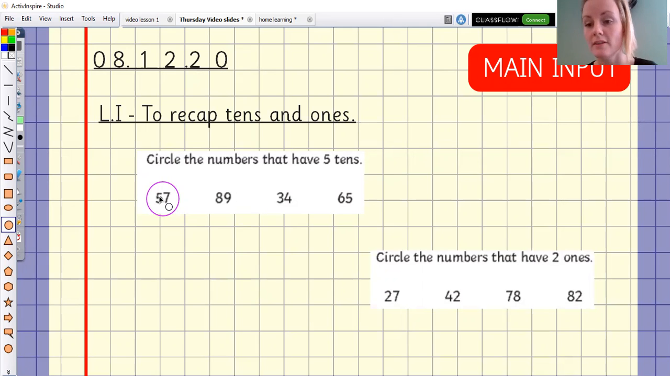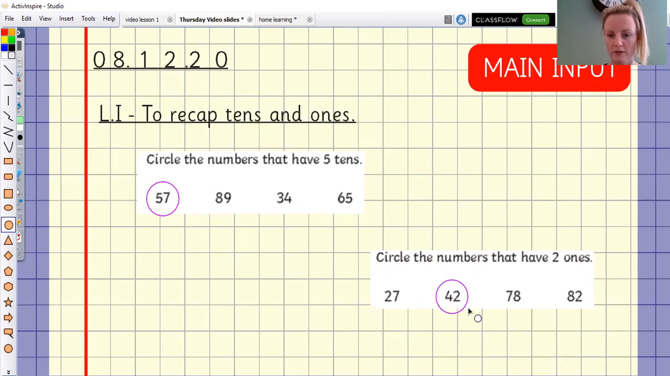Okay, have a go at this one. Circle the number that has 2 ones. There might be more than one. So press pause. You can write down the number on a piece of paper or a whiteboard or whatever you might have. So 2 ones. Press pause, off you go.